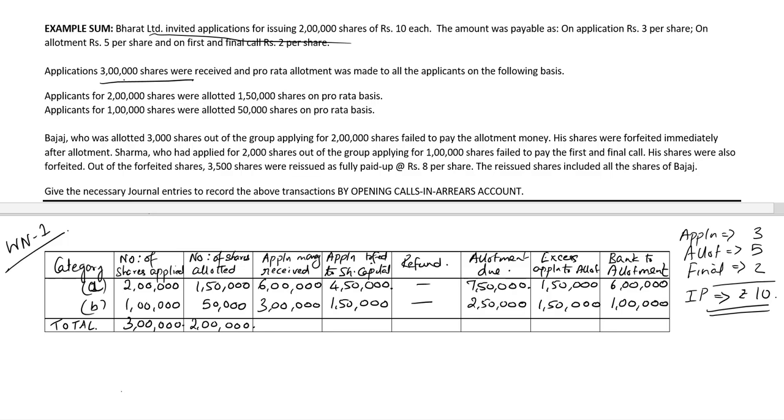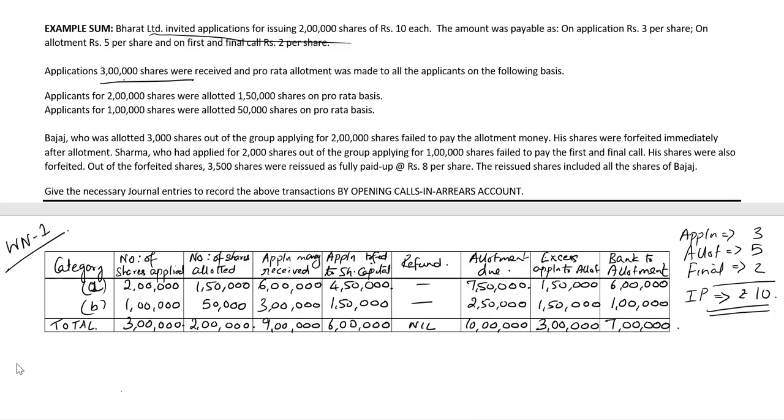We'll total the columns. Total of application money received column, 9 lakh rupees. The total of application money transferred to share capital, 6 lakh rupees. The refund column is nil. Total of allotment money due column, 10 lakh rupees. Total of excess application to allotment column, 3 lakh rupees. And the final column, bank to allotment total, 7 lakh rupees. We've completed the first working note, which is preparation of the 9-column table.